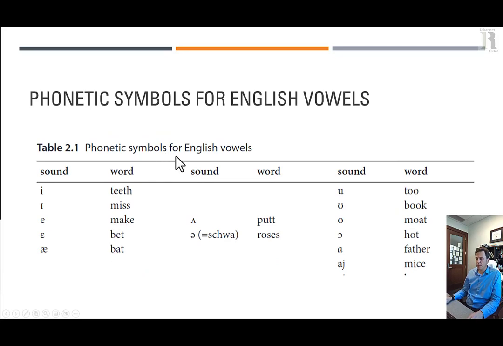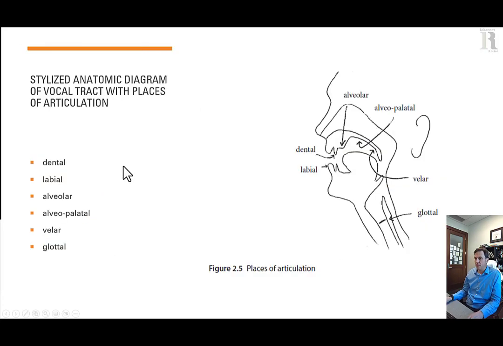Here we have phonetic symbols for English vowels. Roughly speaking, and also the schwa. Teeth, miss, make, bet, bat, toot, book, moat, hot, father, mice. And all of these are different vowel sounds in English, with illustrations here. And that's Table 2.1 in Van Gelderen.